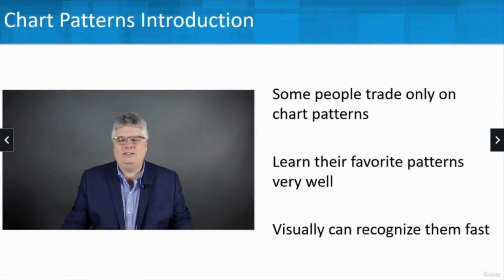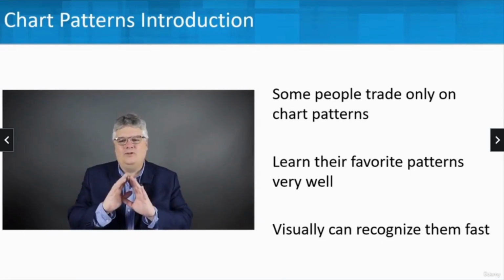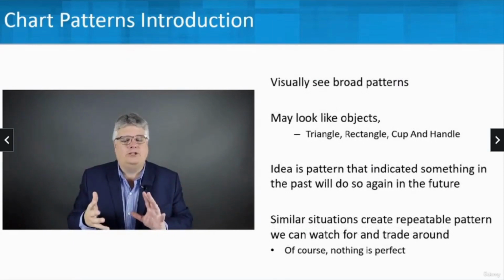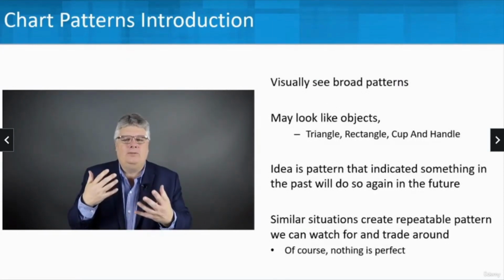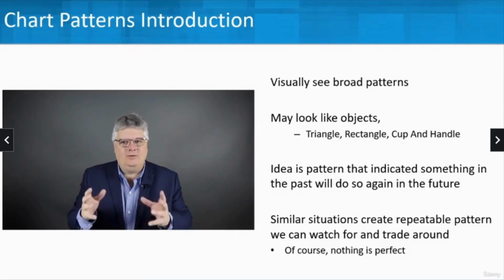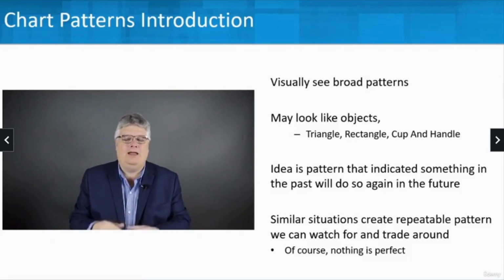And my goal in this series of lessons is to help you be able to see those patterns easily. The idea is you're going to visually see these broad patterns, and they may look like objects, actually, and a lot of their names come from that. You'll see in the upcoming lessons. They might look like a triangle or a rectangle or other shapes, or things like a cup with a handle on it. And when these things form, that means something might be happening.